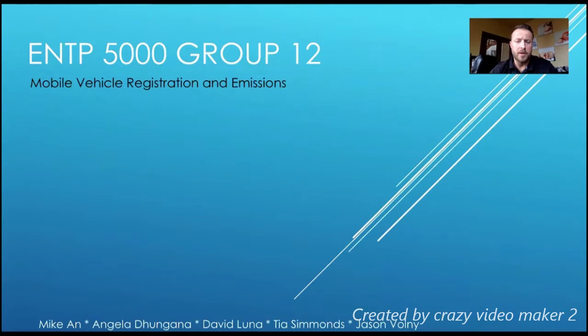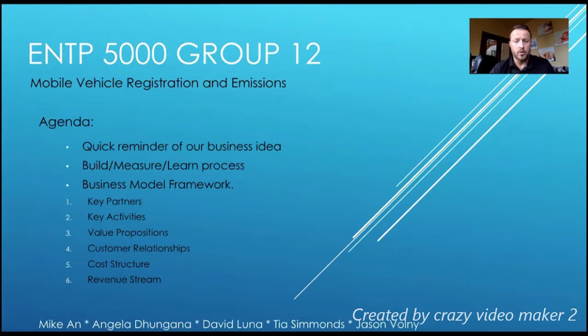Hi, everybody. We are group number 12, and today we're going to continue our discussion about the product that we're building, mobile vehicle registration and emissions. And we're going to dive into the business model of the product itself. First, let me go through the agenda.